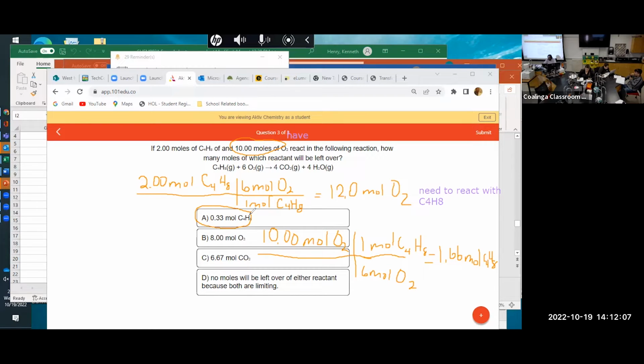Oh, I see, because we subtract. 2.00 moles is what we actually have, and then we're going to subtract that from 1.66 because that's what we need. So 0.33 moles is going to be in excess.